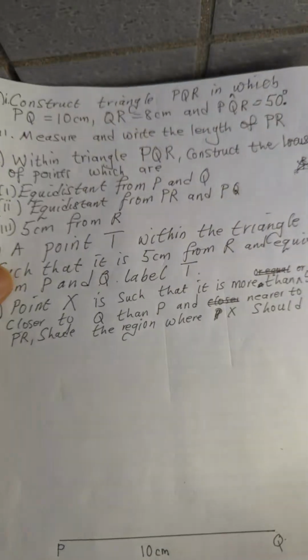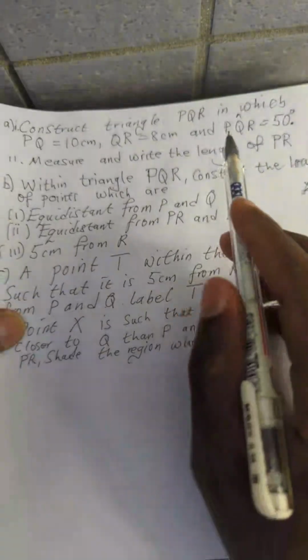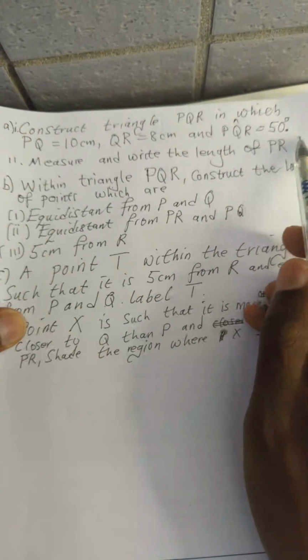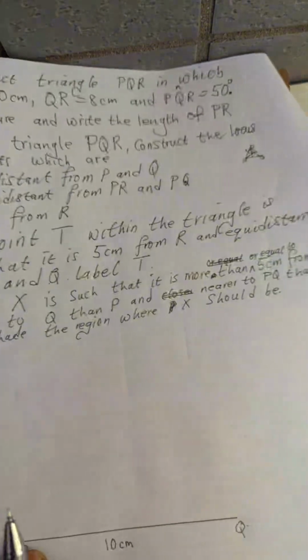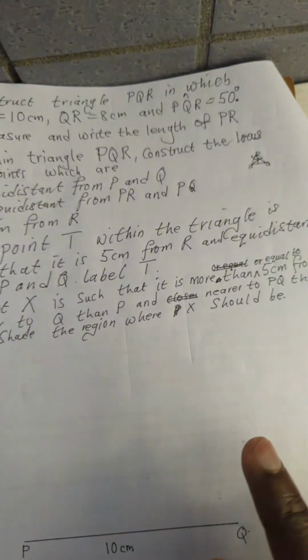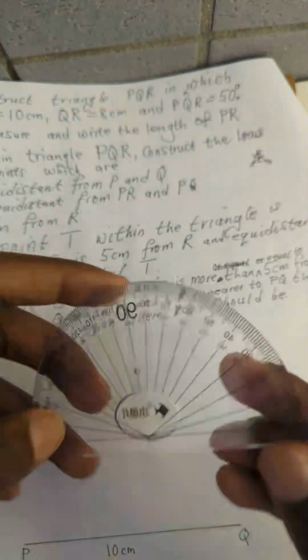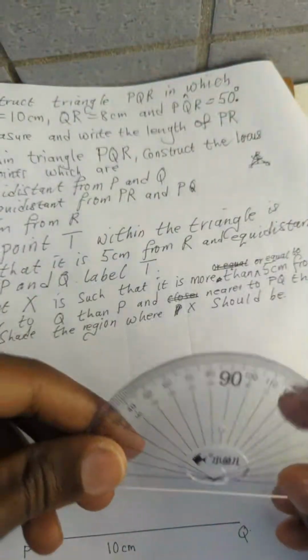Okay, and we don't know where R is, but we know this statement here, angle PQR is 50 degrees. So it means PQ to wherever R is, is 50 degrees. So we need an angle of 50 degrees. Okay, we need an angle of 50 degrees.